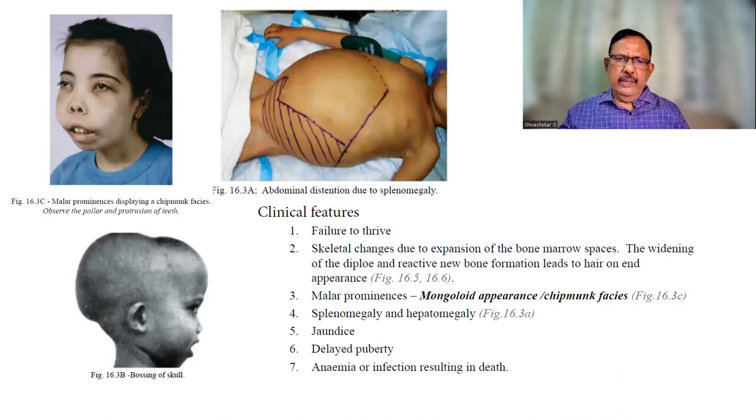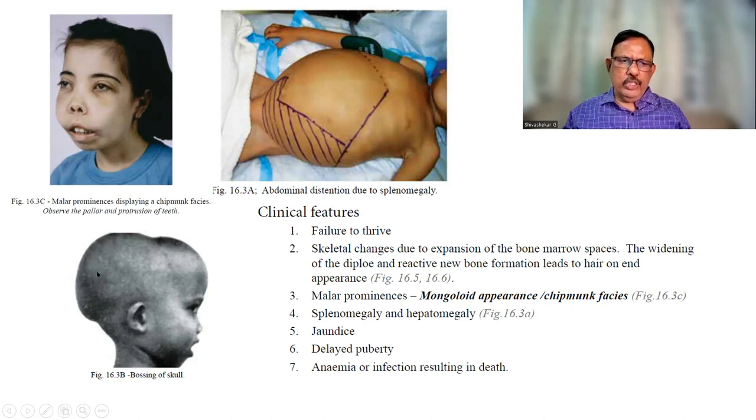Clinically, there is a classical failure to thrive. The skeletal changes are due to expansion of the bone marrow spaces. There is a widening of the diploe, I shall be showing it, and that results in frontal as well as malar prominences, and malocclusion of the teeth also. Splenomegaly and hepatomegaly are compensatory. Jaundice is due to hemolysis, puberty can be delayed due to malnutrition, and anemia and infections are common. This facial representation is called mongoloid faces or chipmunk faces.